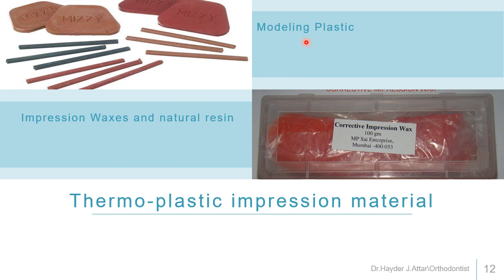The modeling plastic material is provided in two forms: as a brown cake, called impression compound, and tracing sticks, which are used in border molding of the border of the special tray, especially in the free extension. The other type of thermoplastic impression material is impression wax and natural resin. Mostly the impression wax is used as a corrective impression material over the other impression material.